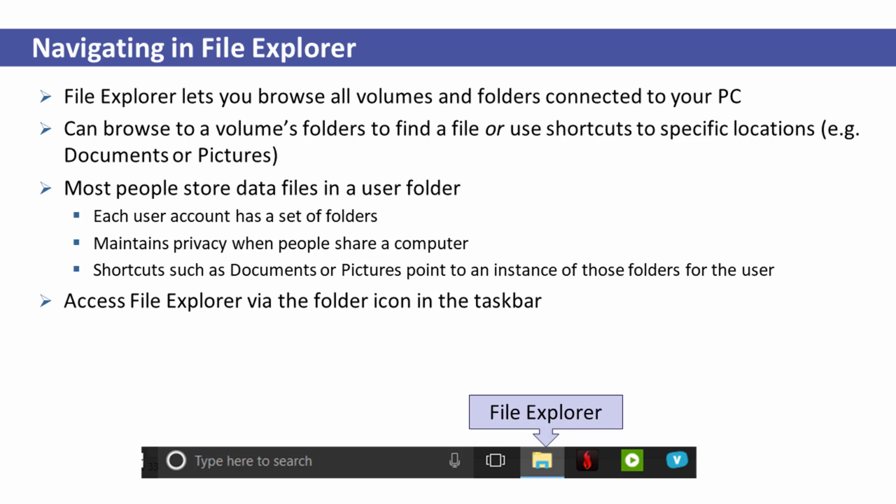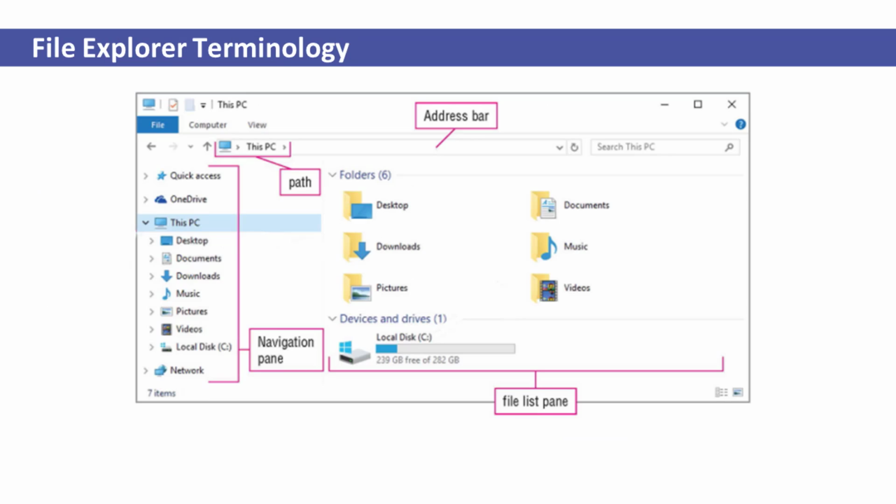When we want to access File Explorer, the easiest way to do so is via the folder icon that shows up in the taskbar. Let's take a look at some File Explorer terminology.